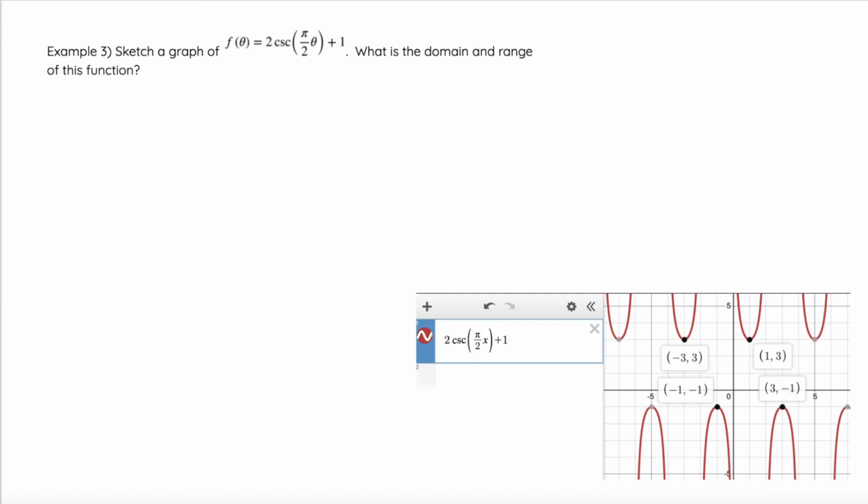Sketch the graph of 2 times cosecant of pi over 2 theta plus 1. So of course, definitely utilizing Desmos to help us. We will look at some items and how they're related to one another here itself. If I look at some items that are located here, we've got ourselves this 2 out front. This is our vertical stretch of 2. So we're getting skinny.